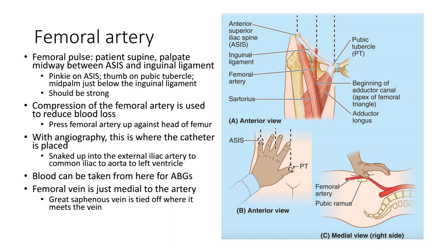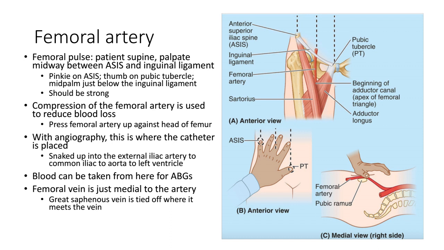With angiography, this is where a catheter is placed. So the catheter is snaked up into the external iliac artery from the femoral artery, and then it'll go into the common iliac, and then to the aorta, and then to the left ventricle. Also in the femoral artery, blood can be taken from here to assess for arterial blood gases, so looking for bicarbonate and carbon dioxide and oxygen.